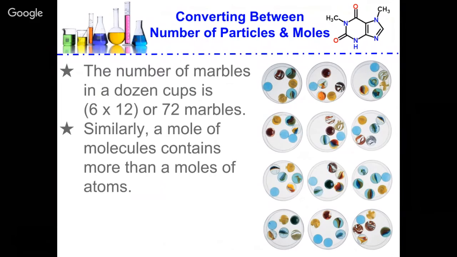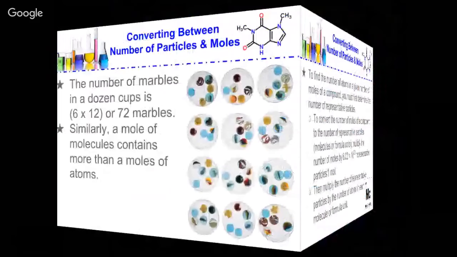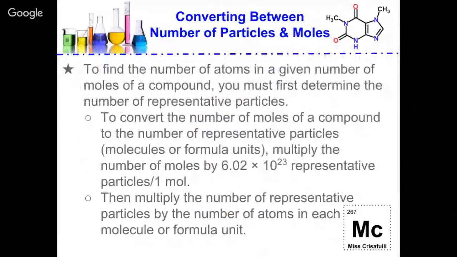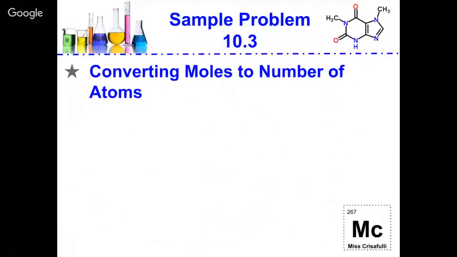So a mole of molecules contains more than a mole of atoms. Makes sense. So to find the number of atoms in a given number of moles of a compound, you must first determine the number of representative particles. So you're going to look at how many elements are in the compound, or how many atoms are in the compound, and then you're going to have to use that 6.022 times 10 to the 23rd representative particles in 1 mole to determine your answer. So let's convert from moles to number of atoms.